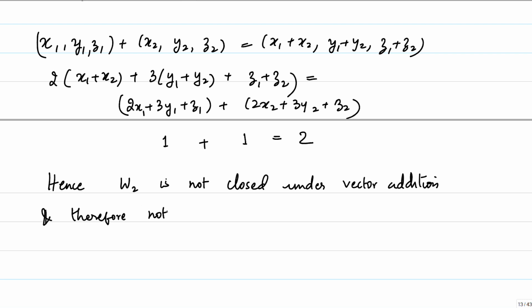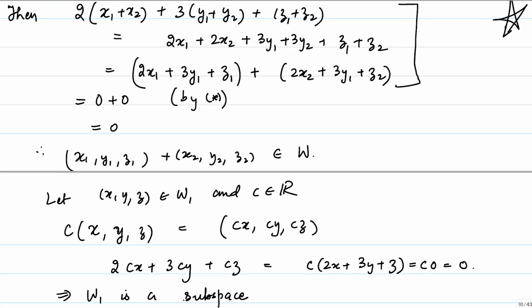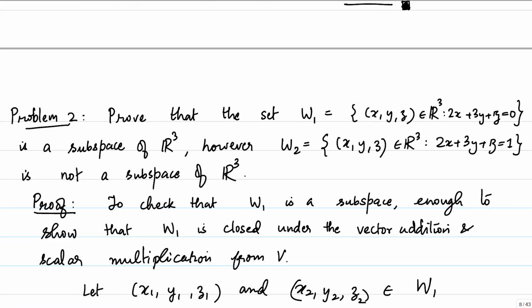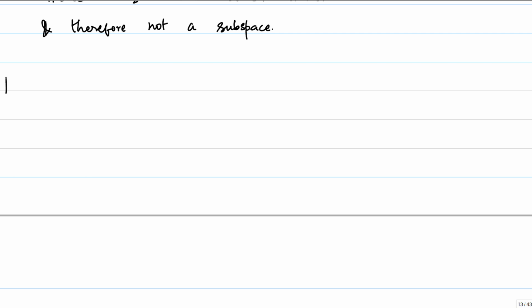If you had taken scalar multiplication and checked, even that would not have landed up here. It will give you something like c times 1, right? And therefore, not a subspace. So, even if one of the two conditions is not satisfied, it will not be a subspace. Alright, so we have completed problem 2.